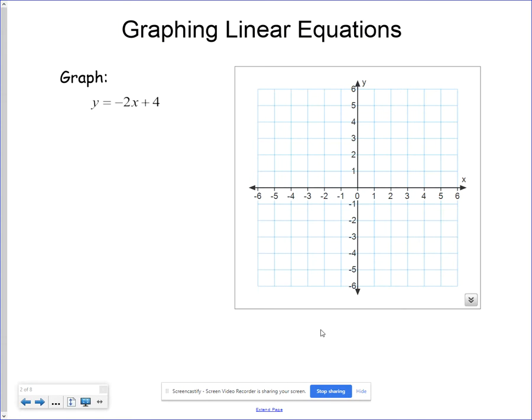Today we're going to look at how to graph linear equations from slope-intercept form. So let's look at this equation. We got y equals negative 2x plus 4. Remember, slope-intercept form is y equals mx plus b, where b is your y-intercept and m is your slope.